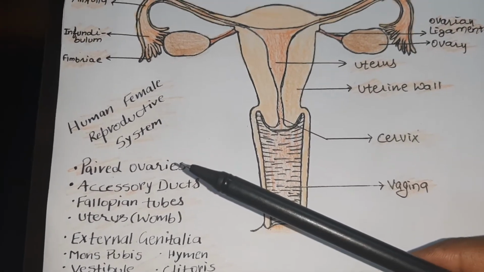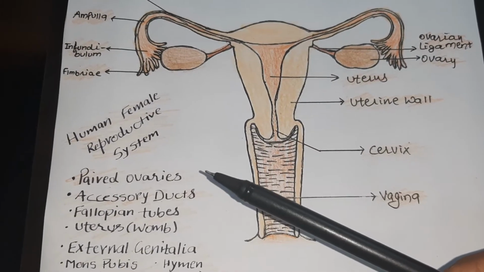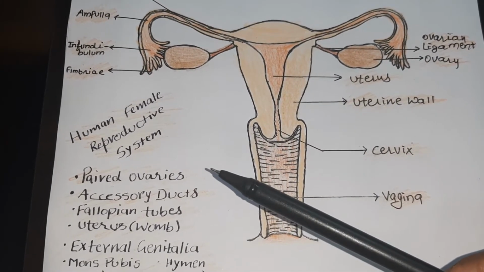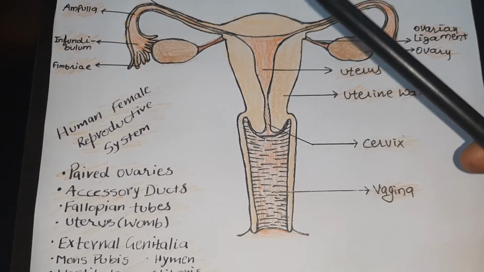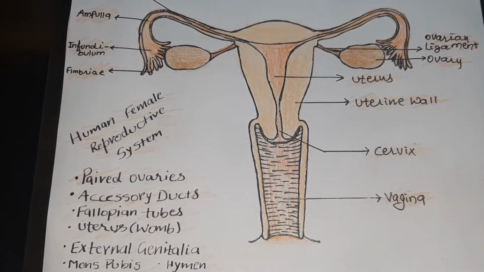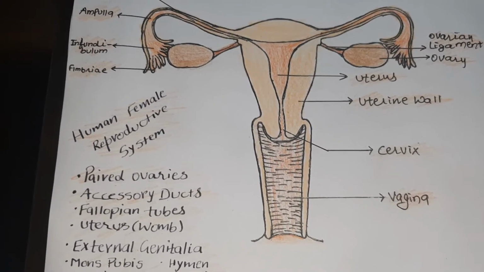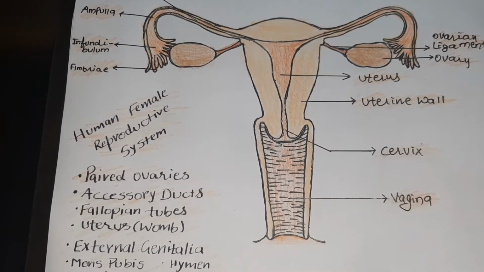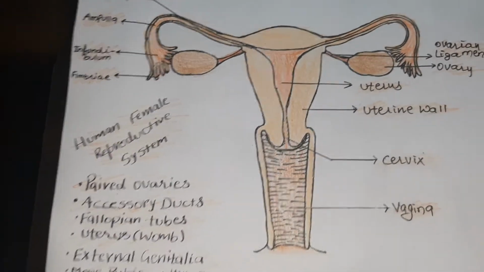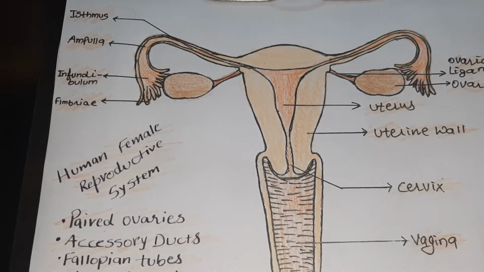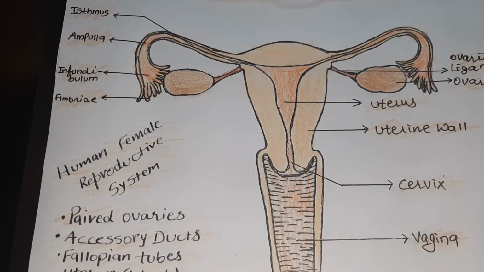Let's discuss first about ovaries. In human female, ovaries are the primary sex organs which produce ovum or the female gamete and steroid hormones like estrogen and progesterone. We will discuss later on about the importance of these hormones.